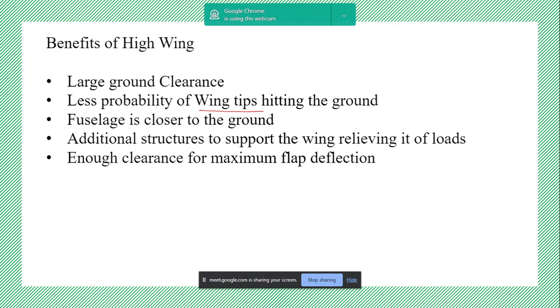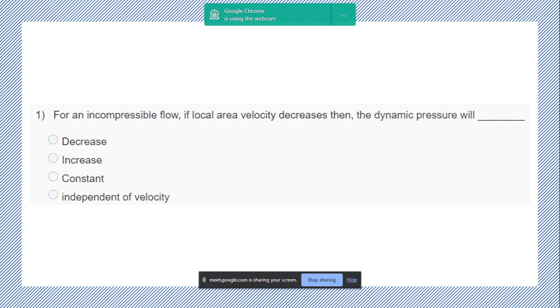Why do we deflect flap during takeoff? To get higher CL. So you can have maximum flap deflection and you can have a larger CL max during takeoff if you have that clearance. Okay, so these are some of the benefits of high wing. I just thought we should go over this before we get into the questions of week 4, assignment 4.